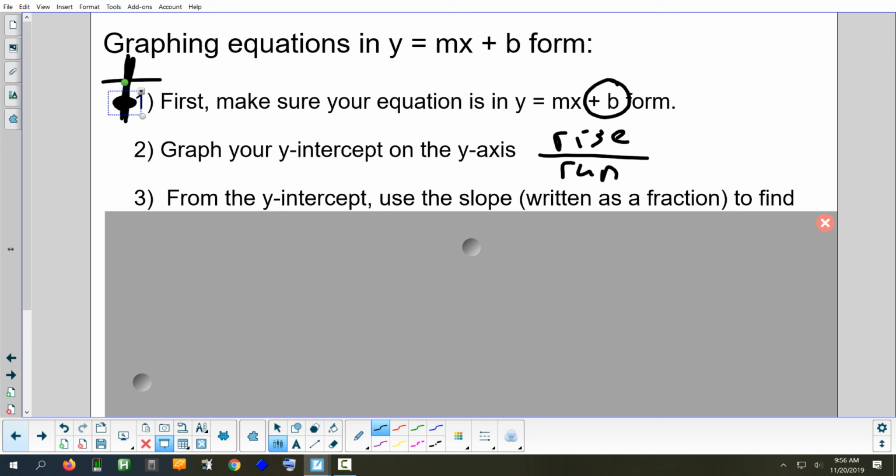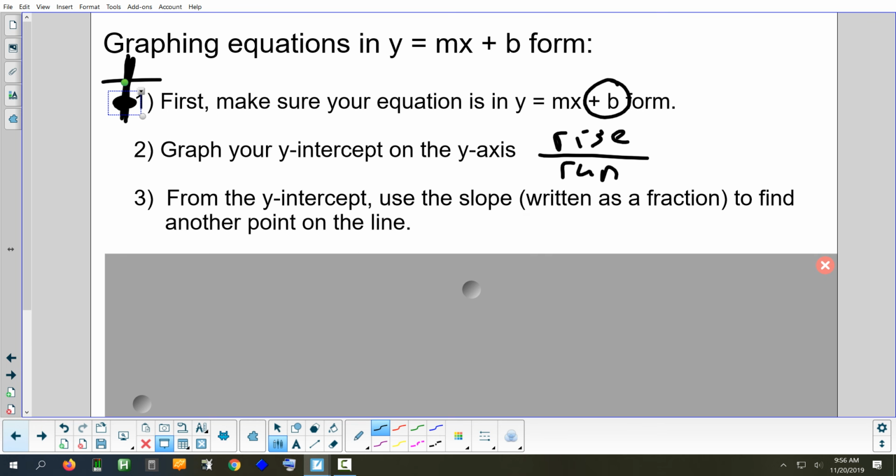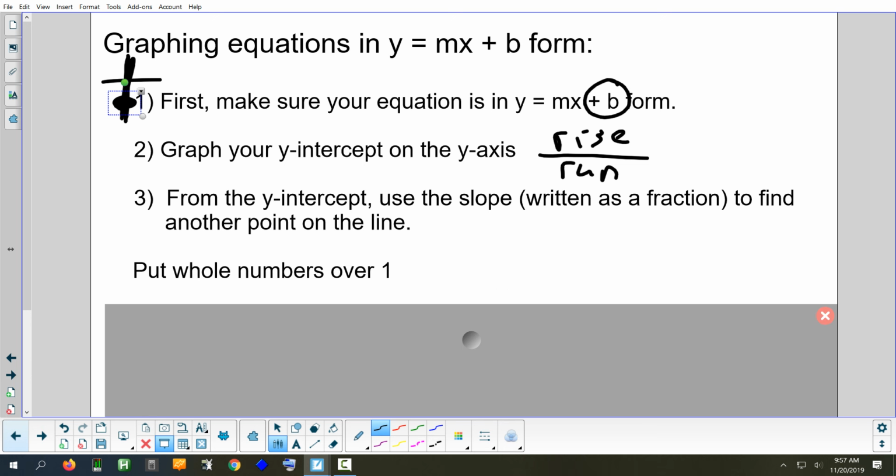The only time I'm not going to go to the right is if I'm out of room on the left, on the edge of my paper. Then I have to go to the left. But I'm always either going to go up and right or down and right. So from the y-intercept, use the slope to help you find another point on the line. What I usually do is I use the slope a couple times. It's almost going to look like we're making a set of stairs. We're going to get a few points, and then we connect them.